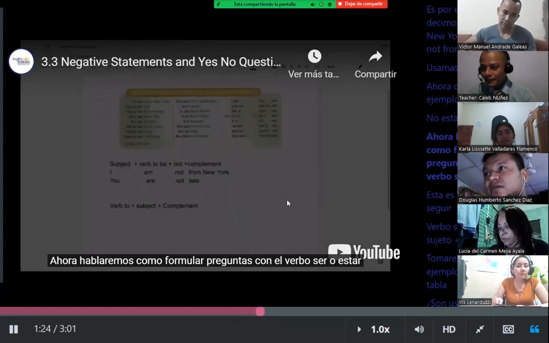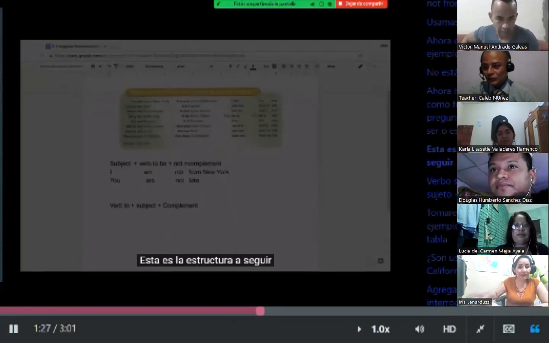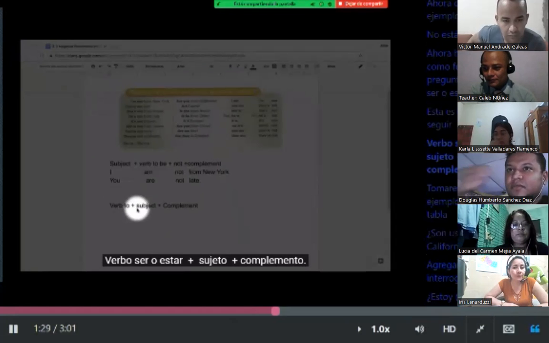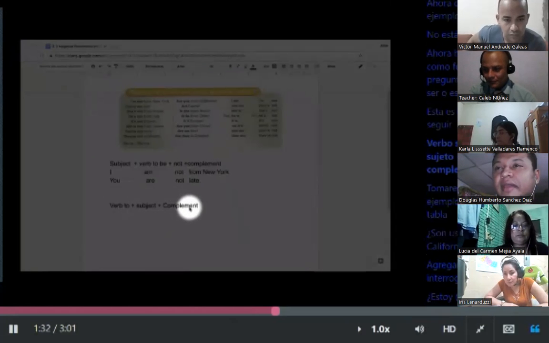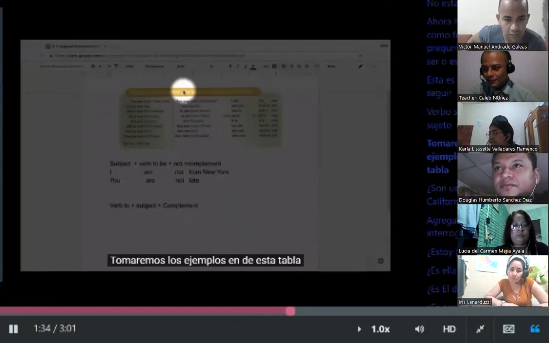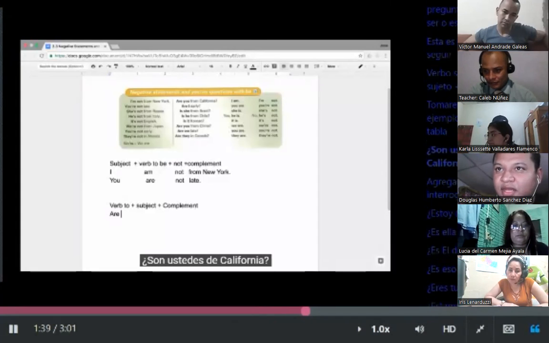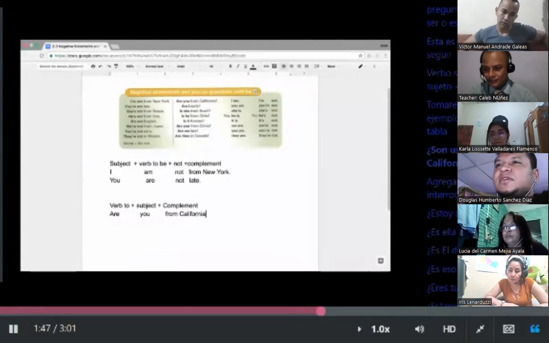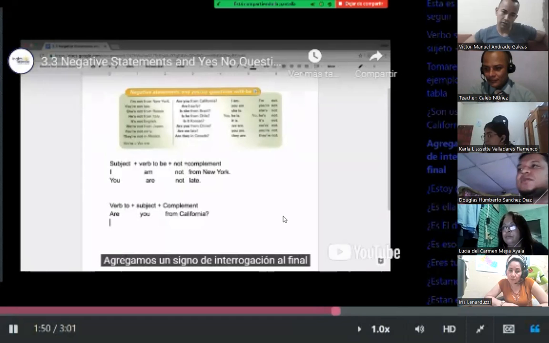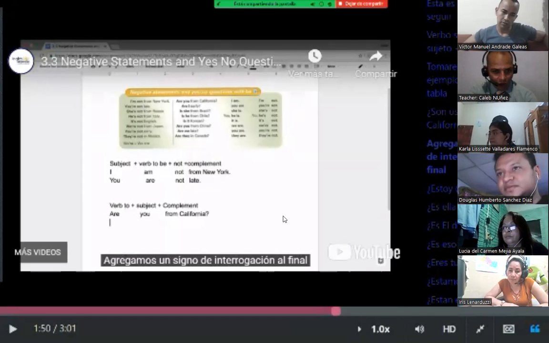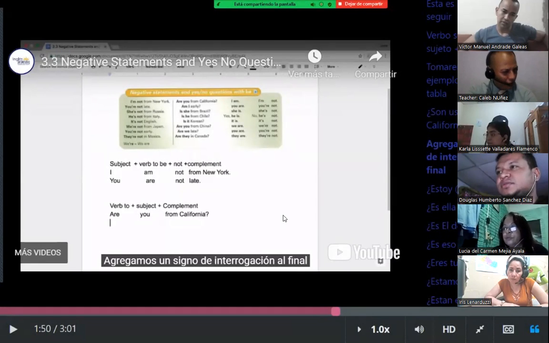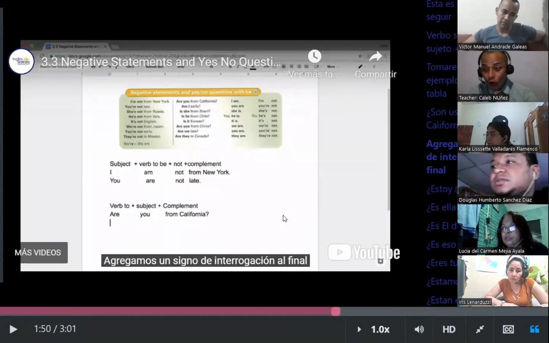Now, let me talk about making questions. This is the structure to follow. Verb to be plus subject plus complement. We're going to take the examples from this chart. So, verb to be. Are. You. Are you from California? And put a question mark at the end. Okay, are you from California? It's a yes, no question.